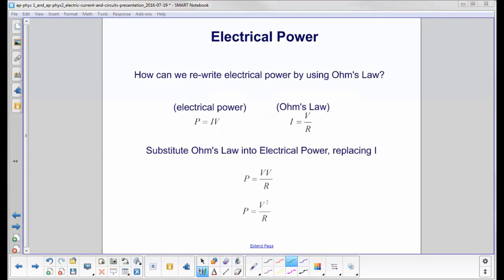Let's come up with some other expressions for power. We're going to start with power equals IV, and we're going to fit Ohm's law into power. So first what we're going to do is replace the I here. I is V over R. So you substitute that into here. We get power is VV over R. So power is equal to V squared over R.